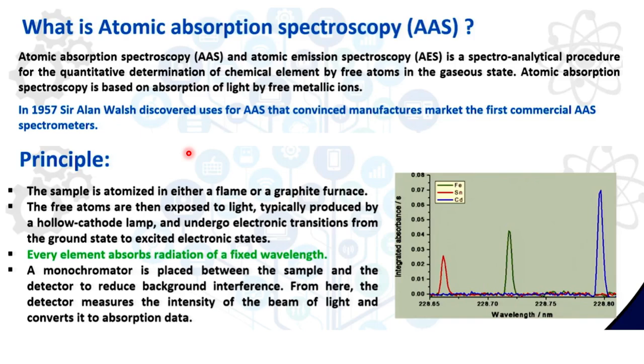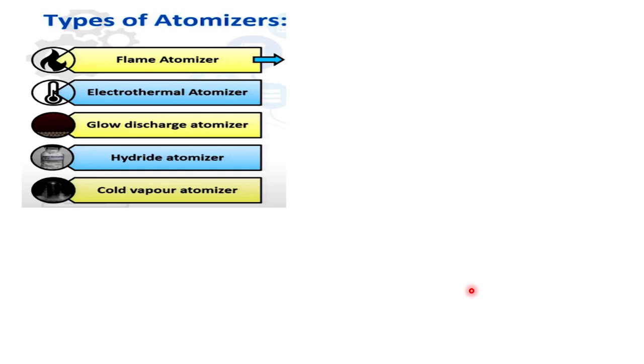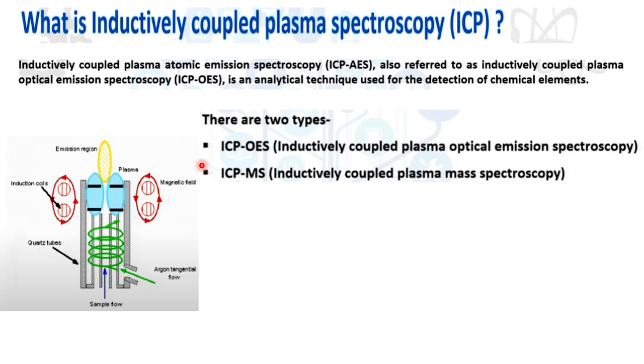A monochromator is placed between the sample and the detector to reduce background interference. From here, the detector measures the intensity of the beam of light and converts it to absorption data. So here is the wavelength, here is the integrated absorbance for different atoms. There will be different wavelengths of light. So there are flame atomizer, electrothermal atomizer, glow discharge atomizer, hydride atomizer, and cold vapor atomizer. These are the 5 different techniques to atomize your sample.